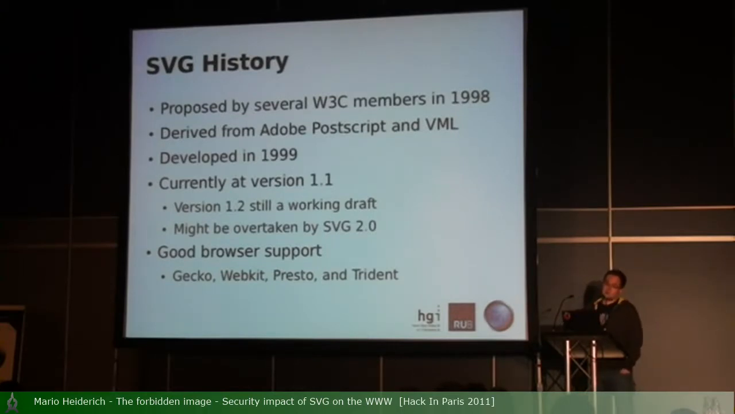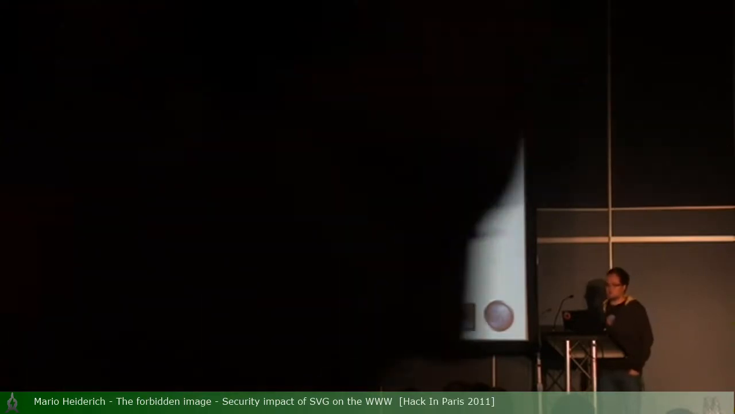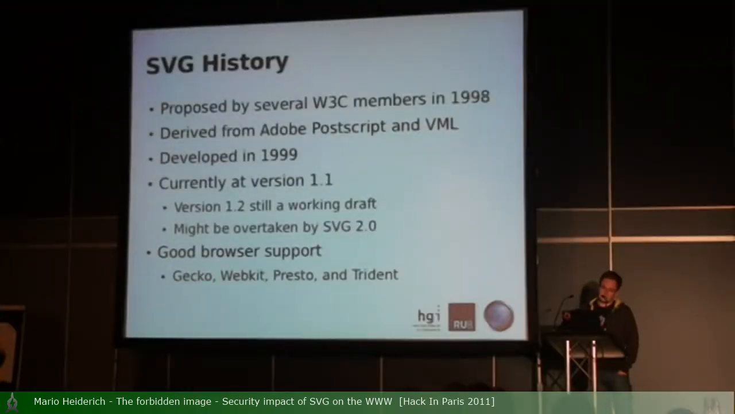So it was developed in 1999, and it's currently in version 1.1, which is not very much if you think about the long time it had to last and to ripen. So one might think that not many things happened on the SVG playground. There is a version 1.2, but still a working draft, and the rumor has it that there won't be a release for 1.2, but it's rather going to be overtaken by SVG 2.0 in some months or even years.